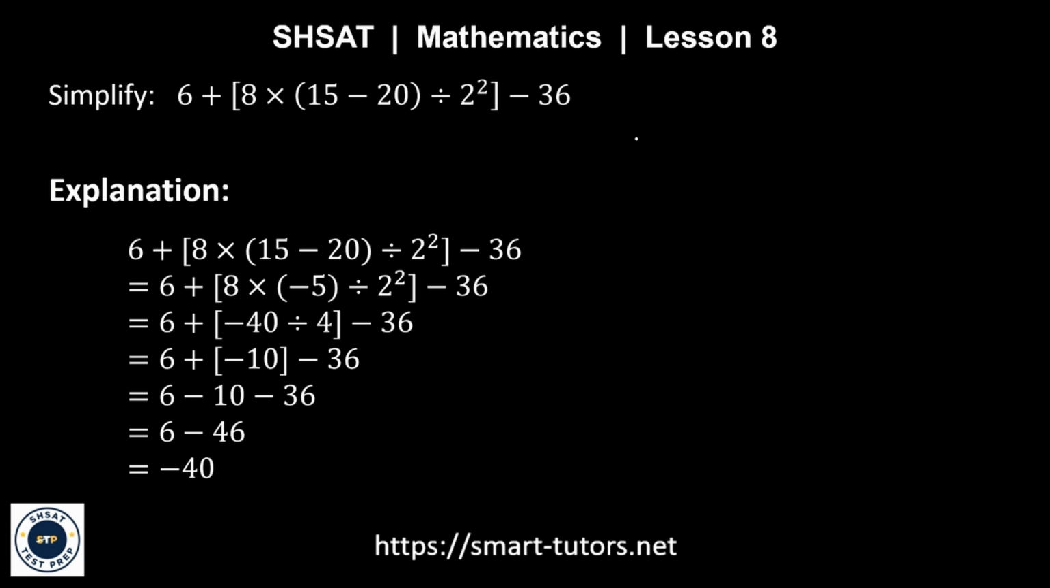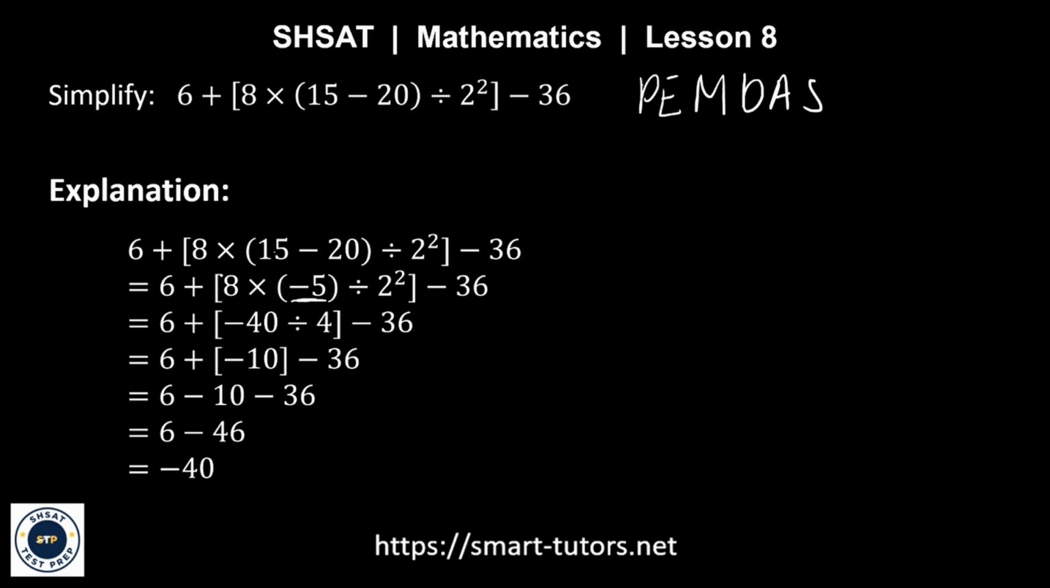To simplify this expression, you again use PEMDAS. So you would firstly do what's inside the parentheses. So 15 minus 20 is going to give us negative 5. And then you move on to the exponent. So you have the 2 to the second, and you would get that as a 4. And you can also multiply in the same line. So 8 times negative 5 is going to be negative 40.